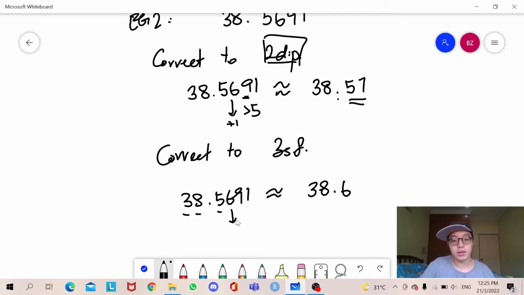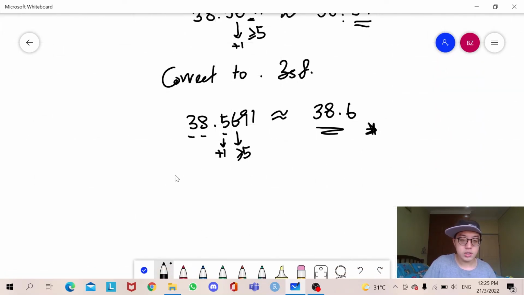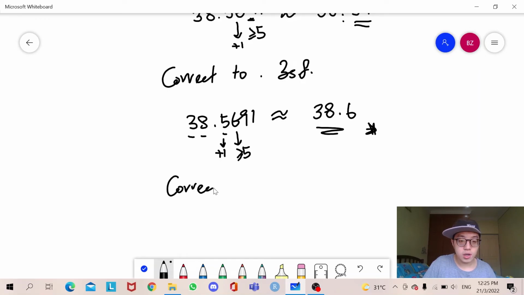Because if we look at the digit after the requirement, 6 is larger than or equal to 5. 6 is larger than or equal to 5. So we need to add 1 to the 5 here. So it's 38.6.